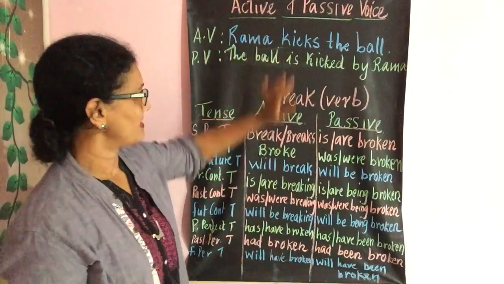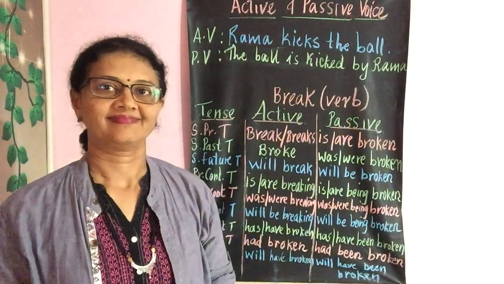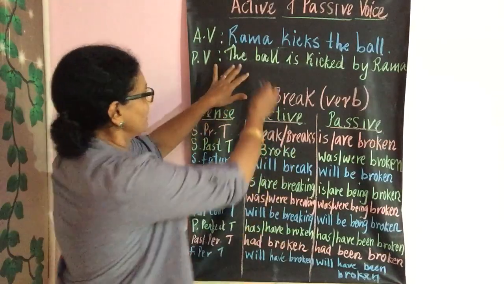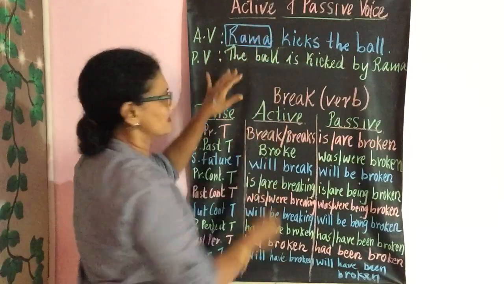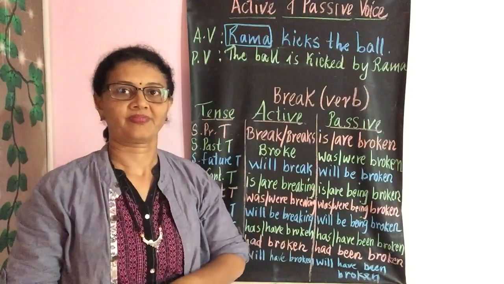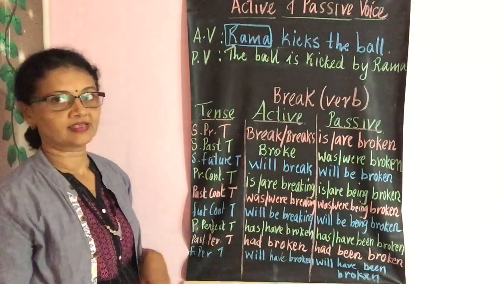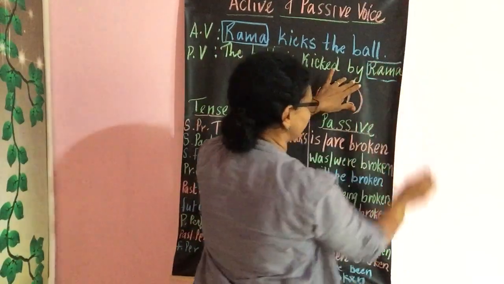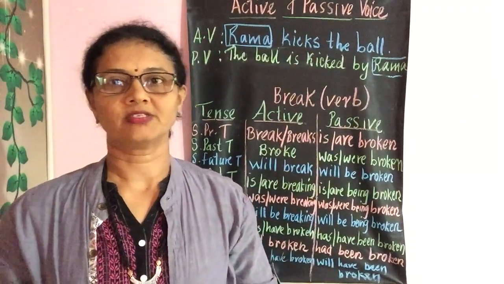As I said, the first sentence is in the active voice. Now what do you mean by active voice? In the active voice, the performer of the action or the doer of the action is always first. And in the passive voice, the recipient of the action is last. This is one way to identify the active and passive voice.